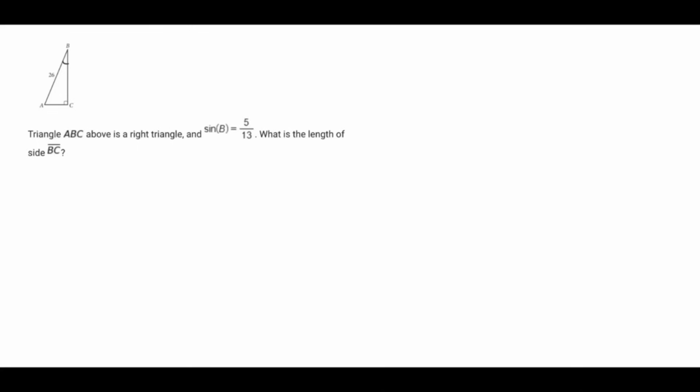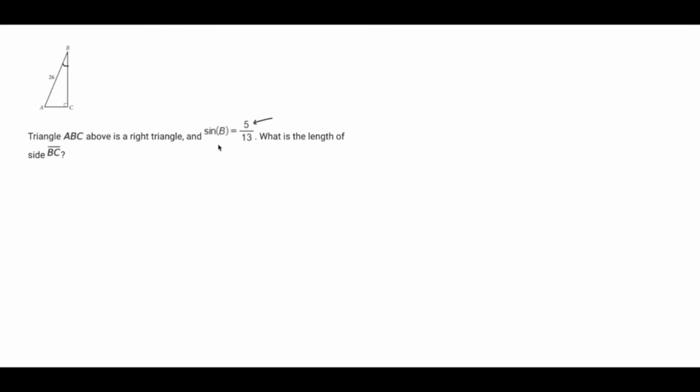So ABC above is our right triangle, and sine of B is 5/13. What is the length of side BC? Alright, so pretty simple problem here, except there is a little caveat that we have to take into consideration. So first off, sine B, I've marked the angle B. We know SOHCAHTOA, so sine represents opposite over hypotenuse. And so the opposite side would be a side length of 5. However, the interesting thing here is that it says the hypotenuse is a length of 13 when it's clearly marked 26 on our diagram for side AB.